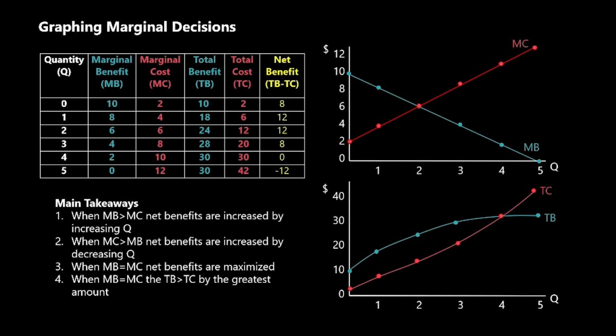Now, you can think about these rules as similar to the rules of physics. You don't need to understand the law of motion to catch a ball. At the same time, you don't need to understand marginal decision making to optimize your decisions.